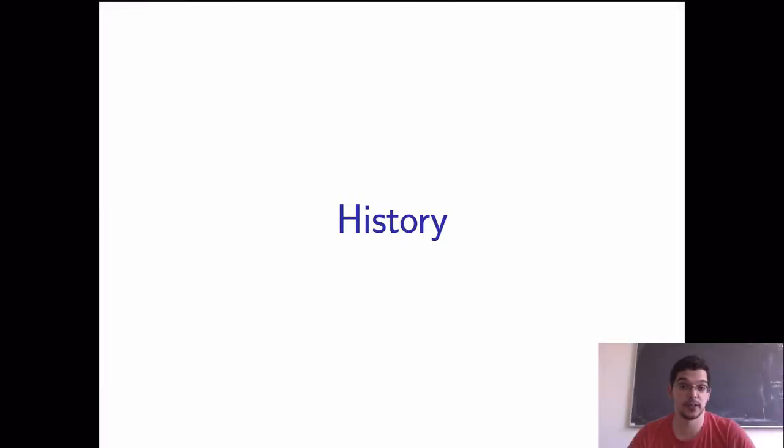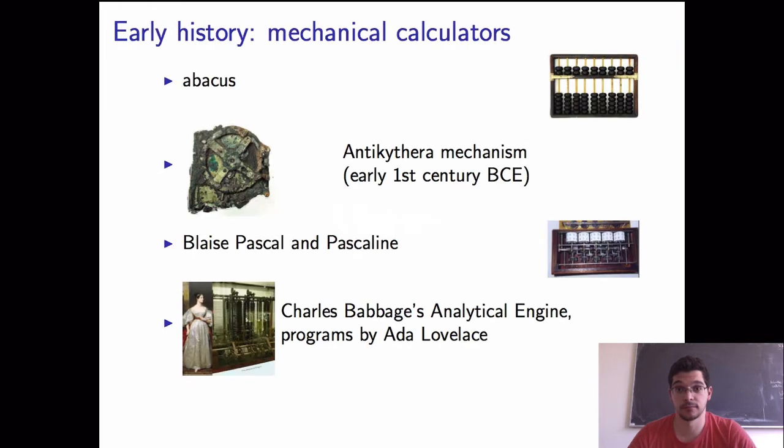Now we're going to talk about the history of computers, and we'll see that this history goes back a long time. So the first precursors of computers were actually mechanical calculators. So machines that had little power above your high school calculator, but they were made with mechanical means.